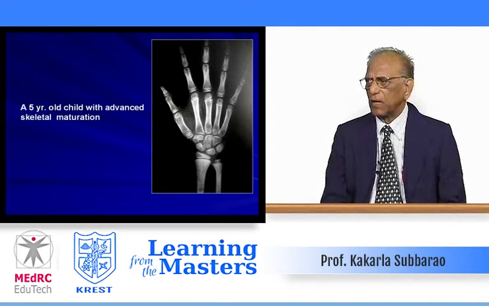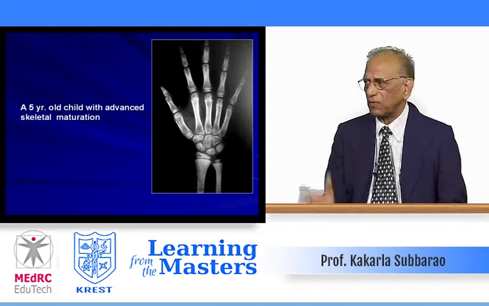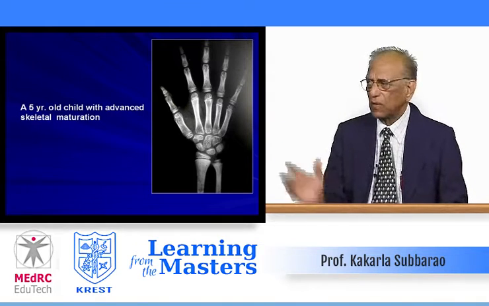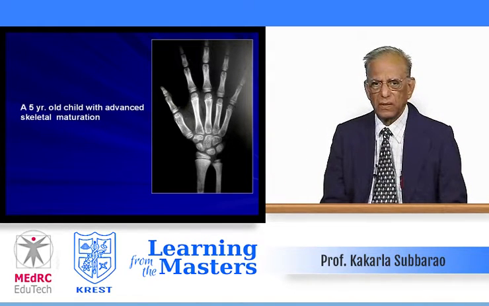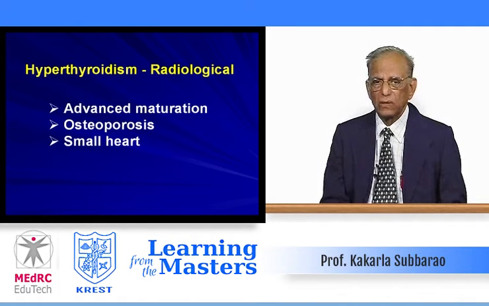A 5-year-old child with advanced skeletal maturation. You see, for 5 years, what do you get? You get almost all the carpal centers indicating the age to be at least 10 years. Advanced skeletal maturation. This occurs in hyperthyroidism. Radiologically, what do you find? Advanced maturation, particularly seen in the hands, osteoporosis, and if you look into the chest, it is a small, narrow heart.